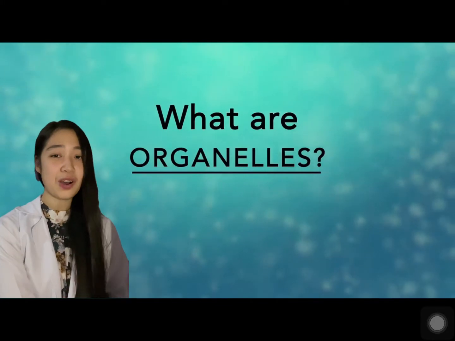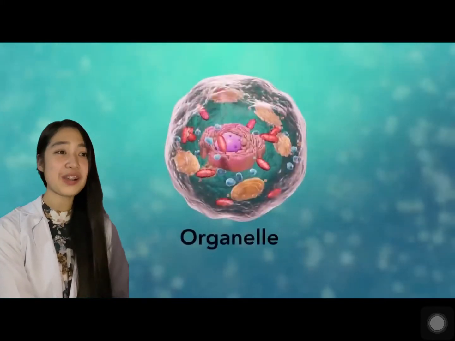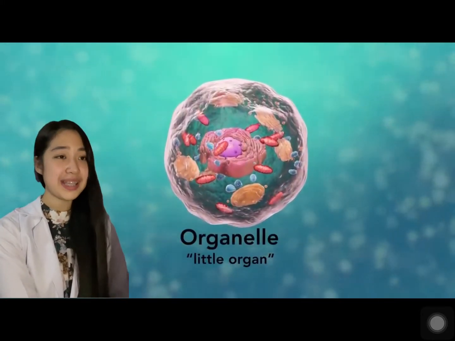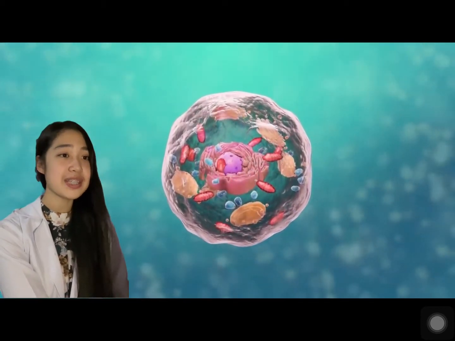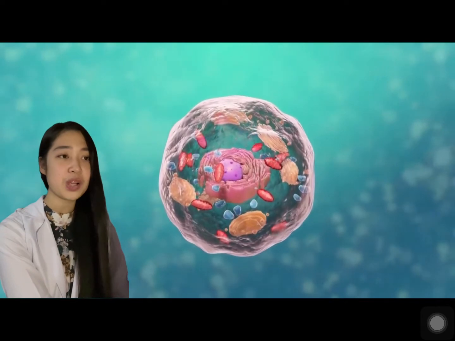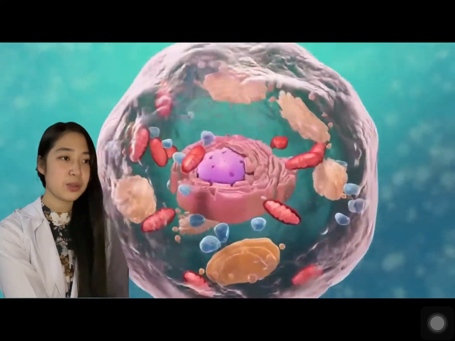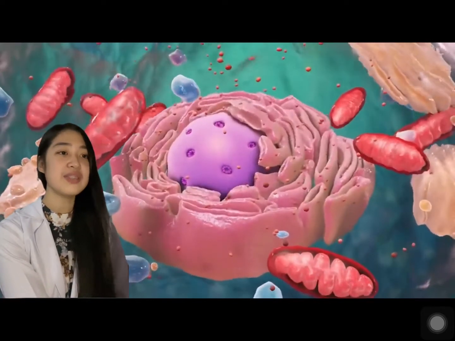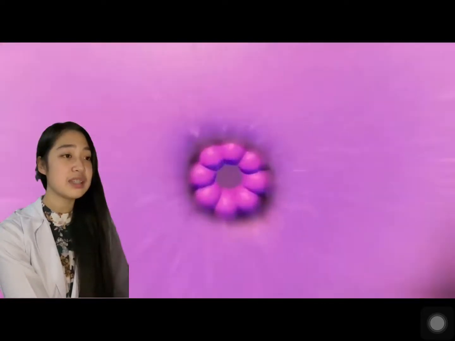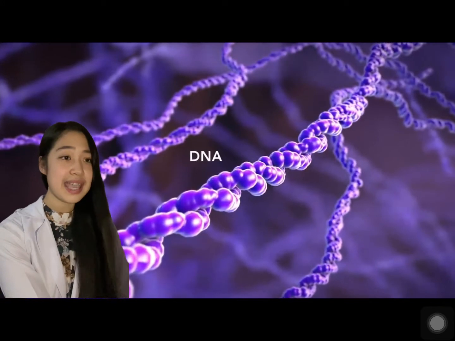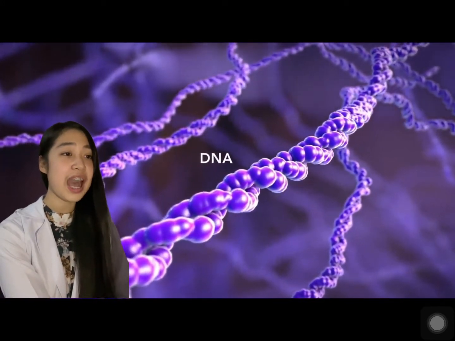And now let's move on to organelles. So what are organelles? Organelle means little organ. Organelles are the specialized parts of the cell that has unique jobs to perform. The first one is the nucleus, the control center of the cell. It contains the DNA or the genetic material. The DNA is the one that dictates what the cell is going to do and how it's going to do it.